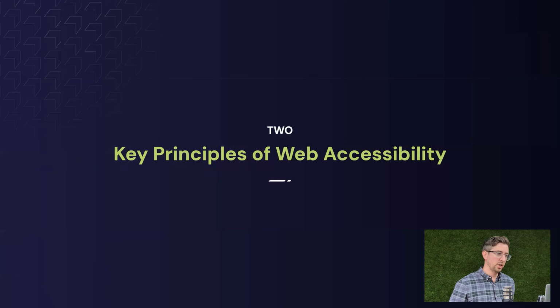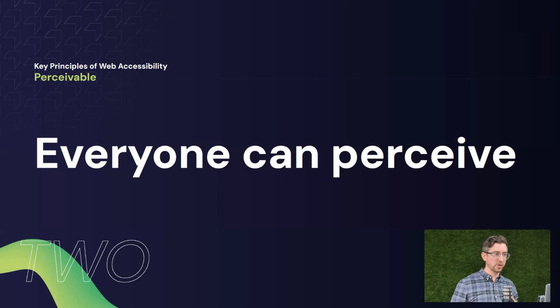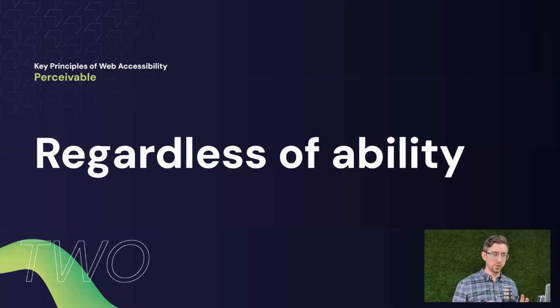Then moving into section 2, we've got the key principles of website accessibility. There are 4 key sections within this that we're going to dig into, and the acronym is POUR. The first key principle here is making sure your content is perceivable. It must be presented in a way that everyone can perceive, regardless of their sensory abilities or their abilities to interact with the content itself.